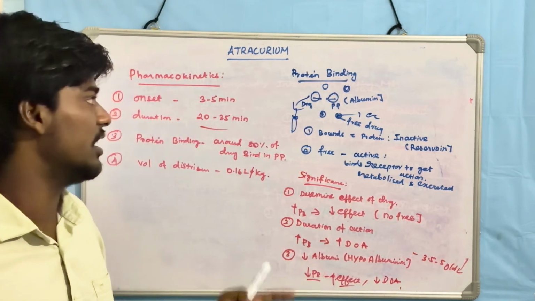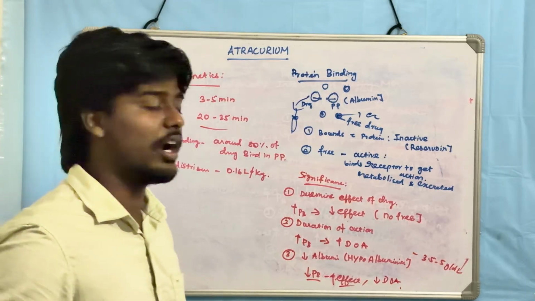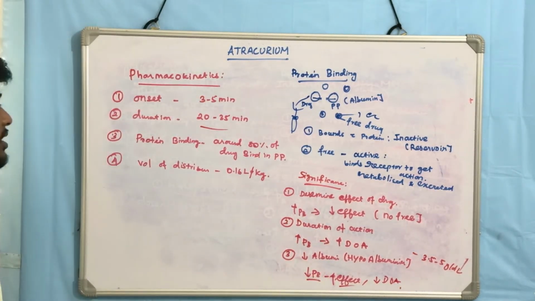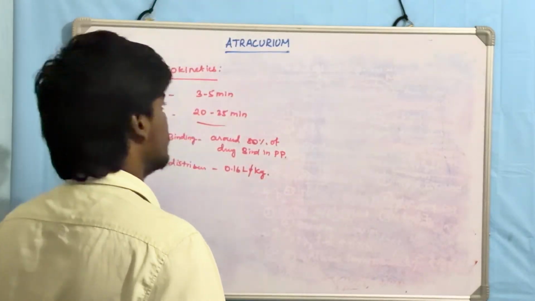So these three conditions help us understand the protein binding concept of pharmacokinetics. Next, we will learn about the volume of distribution.